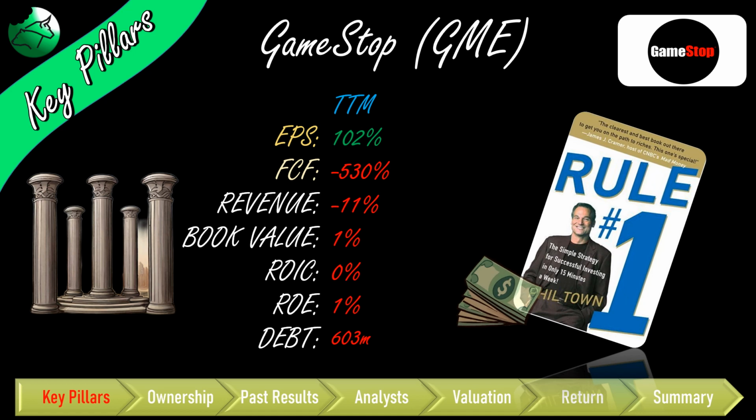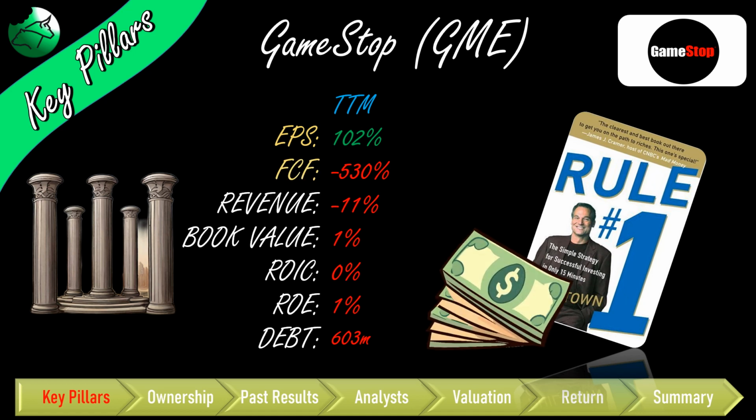Now let's look at the free cash flow, which is the money a business can generate from its operations. Free cash flow is down by 530%. Then we come to the next pillar, which is revenue, and this tells us how good the company is at generating income before deducting expenses. And their revenues decreased by 11% this year. Book value is calculated by subtracting the total liabilities from the total assets, and this indicates the equity growth for the company. And book value is up just by 1%.